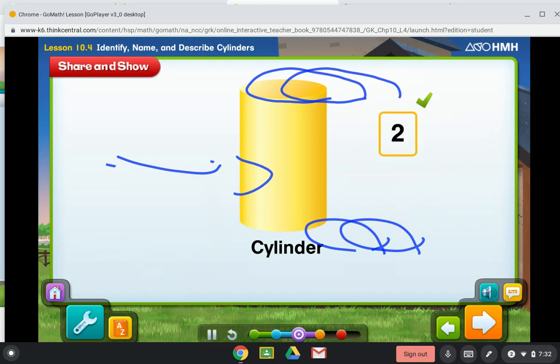You're right. A cylinder has two flat surfaces, one on the top and one on the bottom. Cylinders also have one curved surface that goes all the way around.